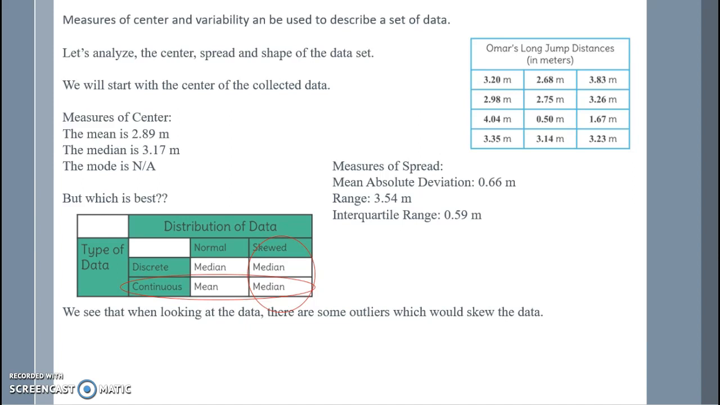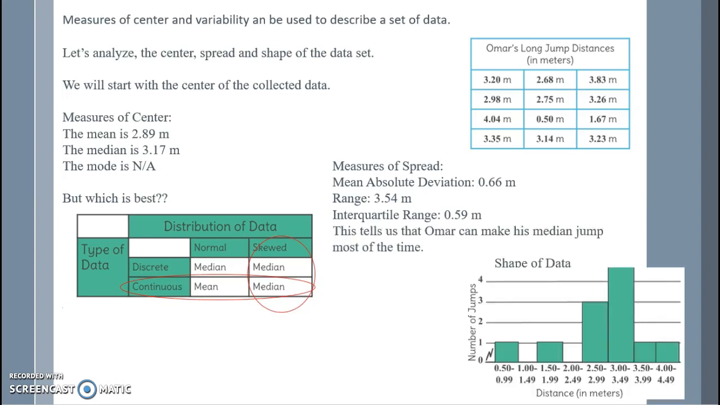Let's look at measures of spread. Measures of spread: the mean absolute deviation is 0.66 meters. That means, again, that our data is pretty close together. The range is 3.54 and the interquartile range is 0.59.